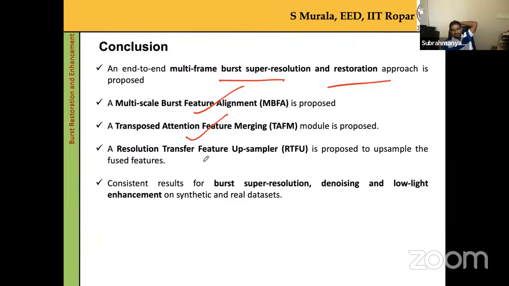Another one is the resolution transformer feature upsampler, where we perform upsampling by 2, by 4, or by 8. Finally, we are able to achieve far better results as compared to other existing methods in terms of super resolution, denoising, and low light enhancement.